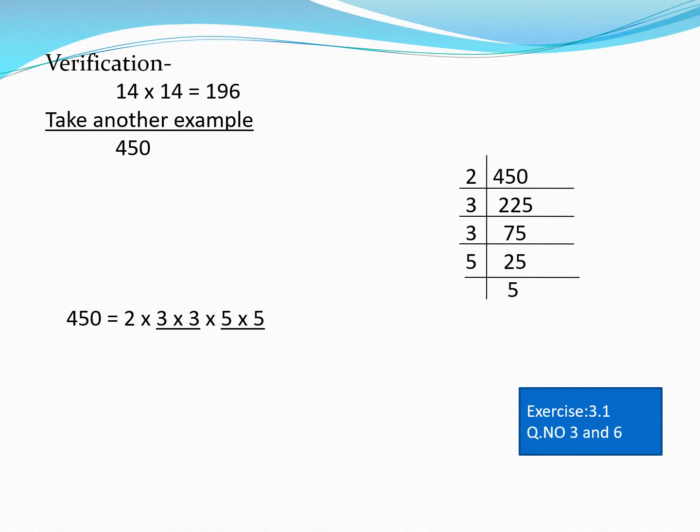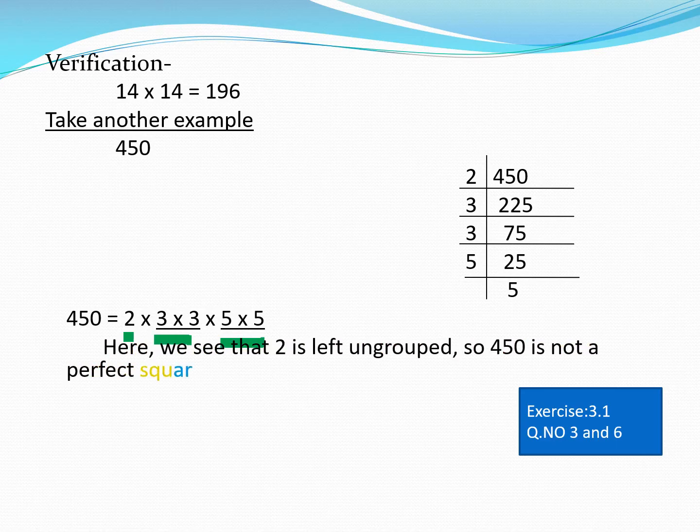Now you group it as 450 equal to 2 into 3 into 3 into 5 into 5. Here you will see 3 and 3 is a pair, 5 and 5 is a pair. But this number 2 doesn't have any pair, it is left ungrouped. Since one number doesn't have a pair, that is number 2, then 450 is not a perfect square of any number.